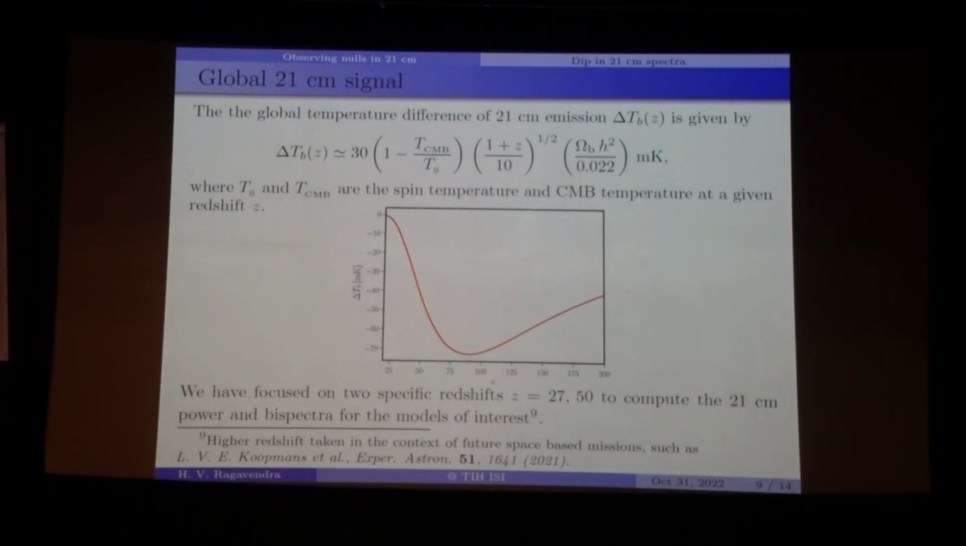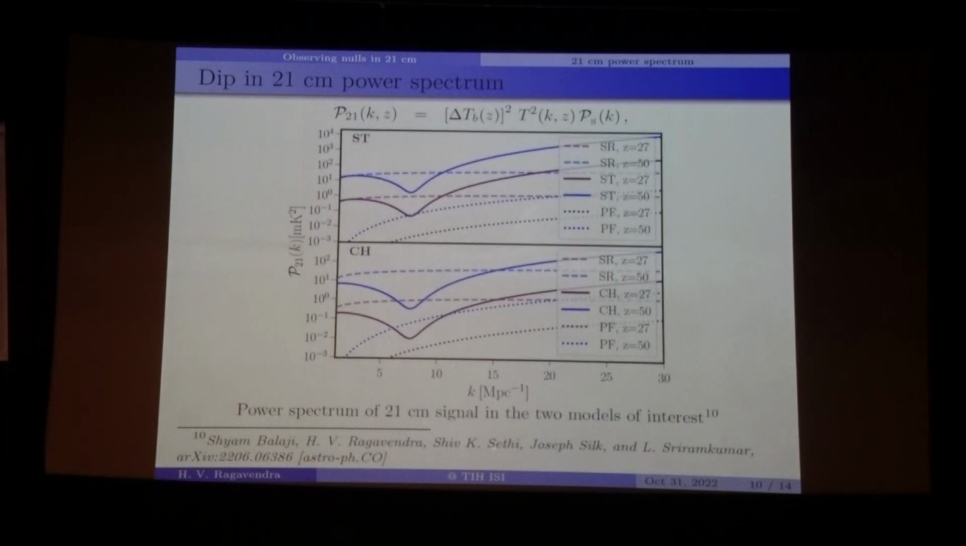27 is taken in the context of the highest range of redshift that can be probed by SKA, and 50 is touted to be well within the range of future space-based missions that have been discussed in the previous session as well. So with these two motivations, we go on to look at the signals at the two specific redshifts. This is the P21, which is one of the crucial results of my talk.